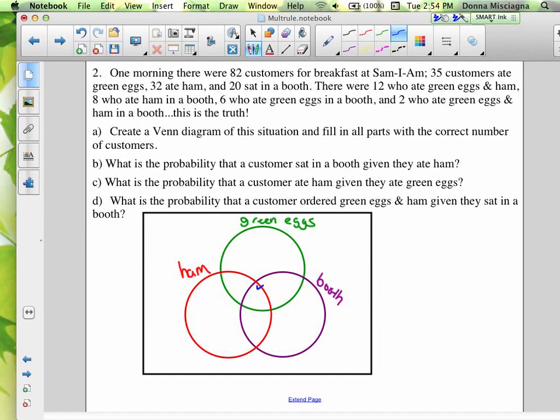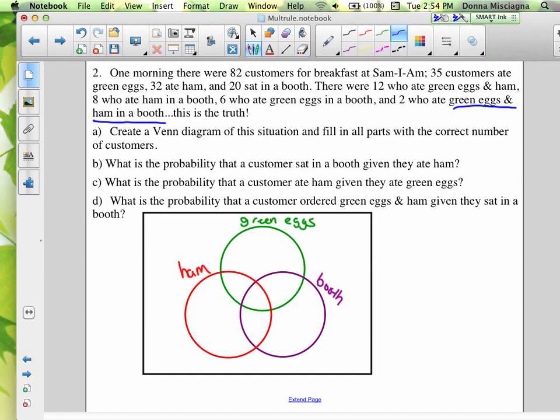So now if we're looking at the numbers here, do you see? Green eggs and ham in a booth. Those are the people, those 2 did everything. They go here. Now when you're calculating out all the rest of them, do not include those. So remember to include those 2 in every other circle. Right? So they're in the green circle, they're in the red circle, they're in the purple circle. They're already there. All right? So we've already got 2 people accounted for. We need to make sure that we take them out.